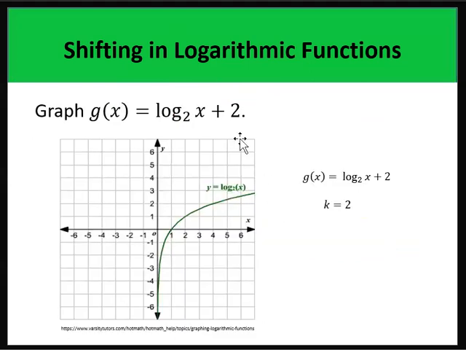So for example, if we are going to graph g of x equals the logarithm of x to the base 2 plus 2, then this means that the graph of the basic logarithmic function will be shifted by 2 units upward. So which means that these points here will be shifted by 2 units upward. So this is the graph of the logarithm of x to the base 2 plus 2.